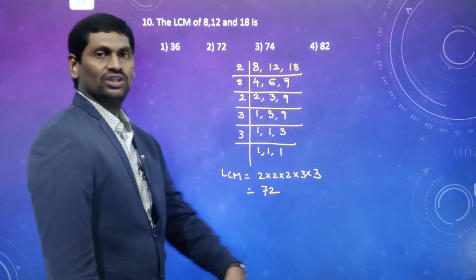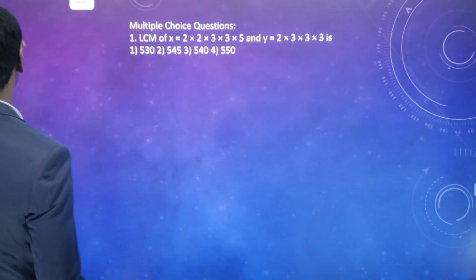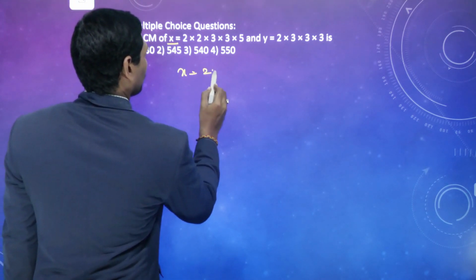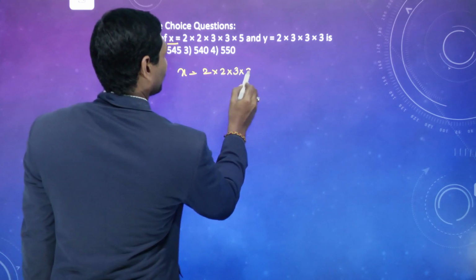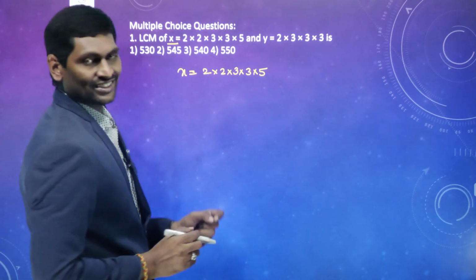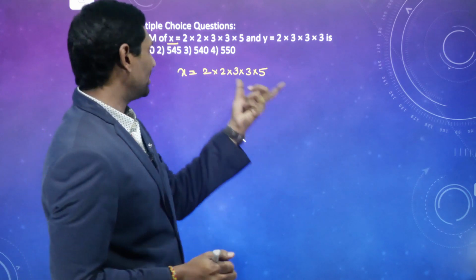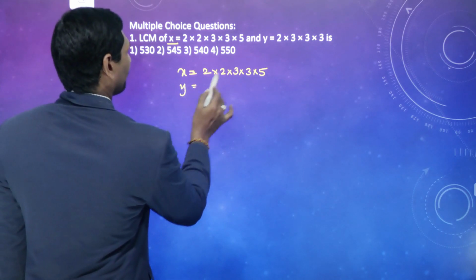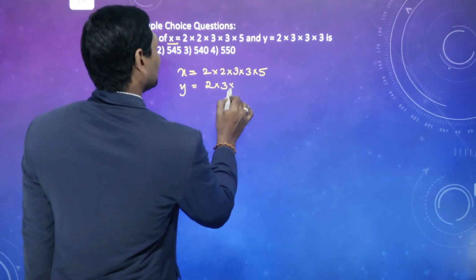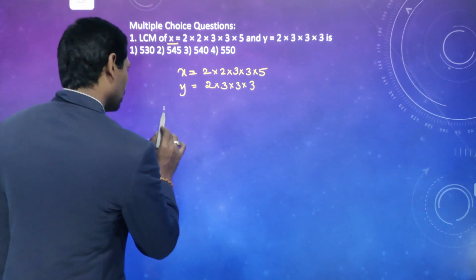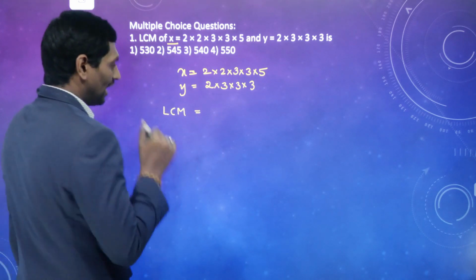Yeah. So let us move on to the next problem. Multiple choice questions are given here. Now x equals 2 into 2 into 3 into 3 into 5. This is the value of x. That means the number x is already prime factorized. And y is the second number, and its prime factorization is given as 2 into 3 into 3 into 3. We need to identify the LCM. So this is called the prime factorization method. LCM of x and y.